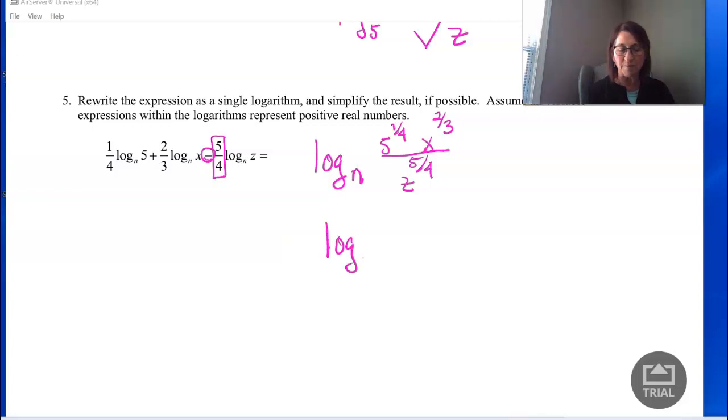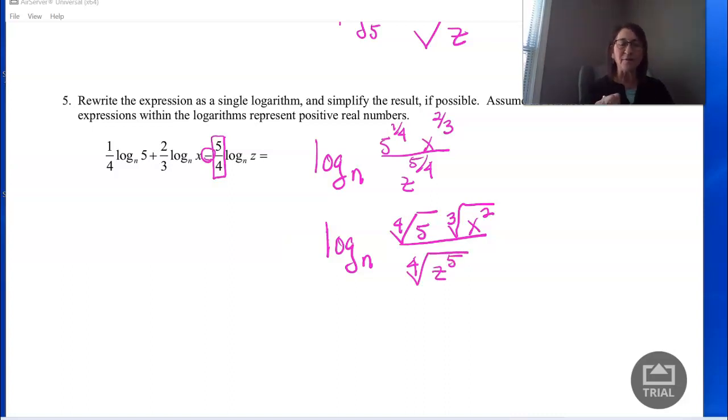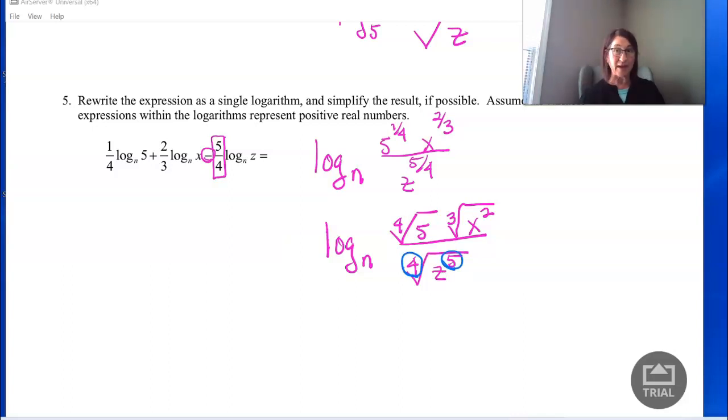So this will be log base n, then the 4th root of 5 times the cube root of x squared. Those are all good. Those are simplified because my exponents are smaller than my index. In the denominator, when I convert this, I have the 4th root of z to the 5th. So for this one, my exponent is larger than my index. So that means I can simplify that denominator.